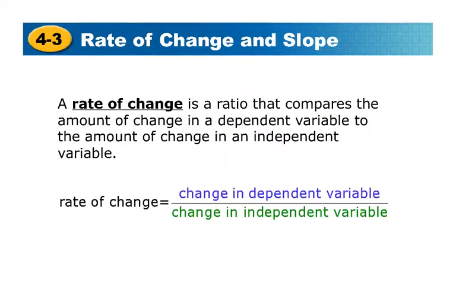So, rate of change official definition is a ratio, which would just mean fraction, that compares the amount of change in a dependent variable to the amount of change in an independent variable. So our rate of change is a fraction, again, the change in the dependent variable over the change in the independent variable. And what does it mean to be dependent or independent?